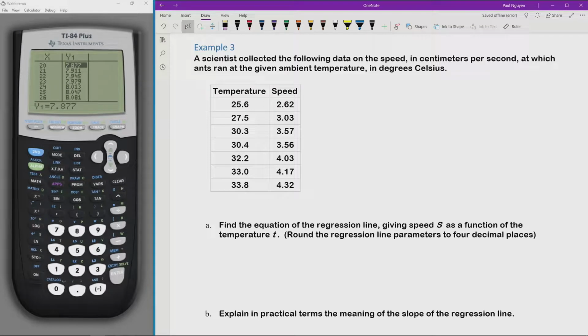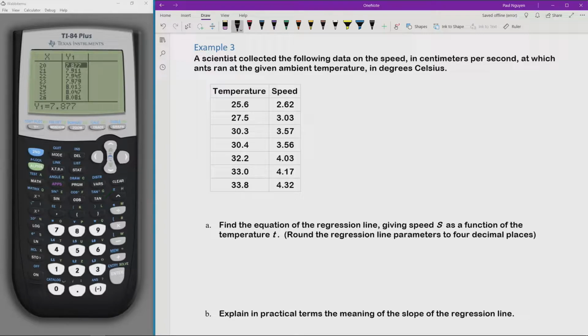Example 3. A scientist collected the following data on the speed in centimeters per second at which ants ran at the given ambient temperature in degrees Celsius. When the temperature was 25.6 degrees Celsius, the speed of the ants was 2.62 centimeters per second. When the temperature was 27.5 degrees Celsius, the speed was 3.03 centimeters per second, etc.